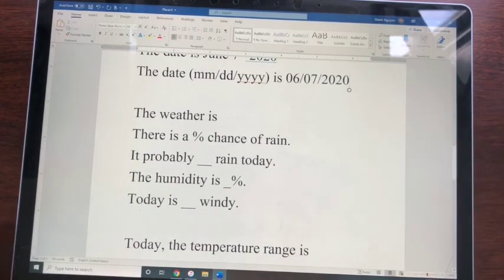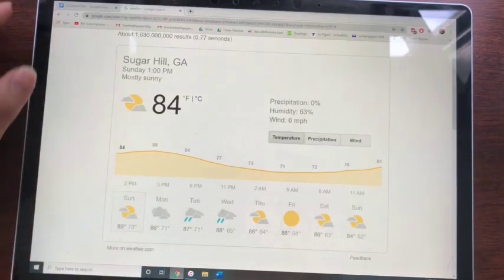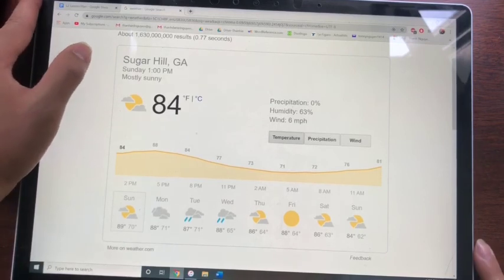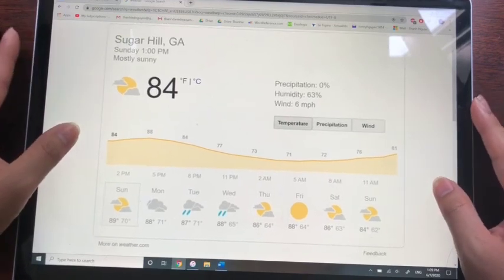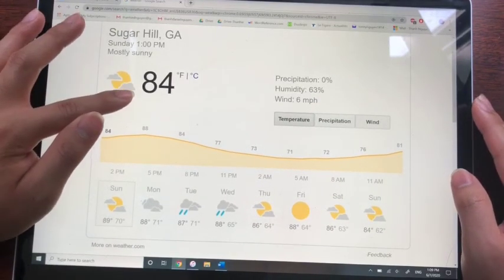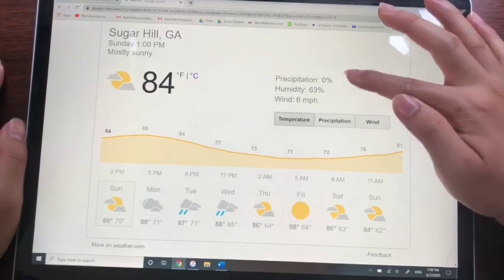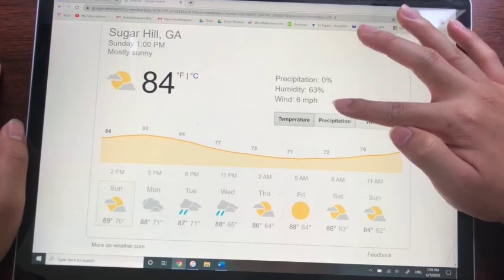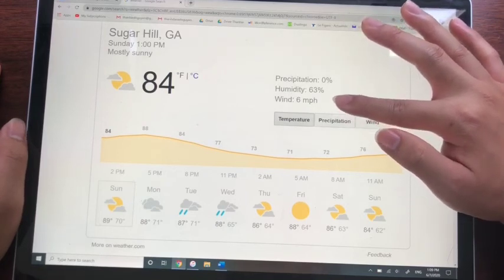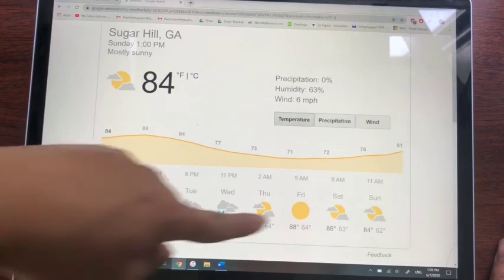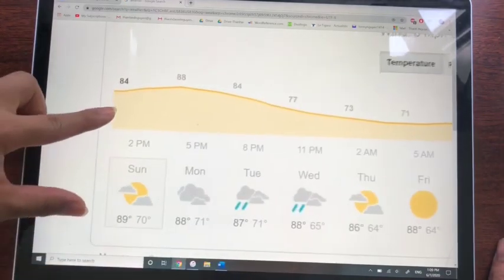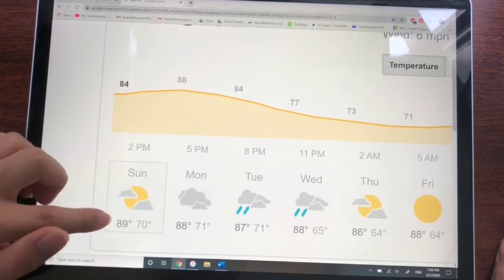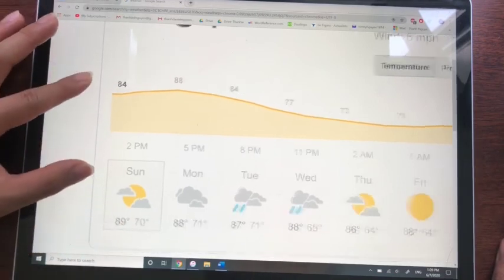Let's look at the weather. So, today is Sunday at 1 p.m. in the afternoon. The weather is sunny. The current temperature is 84 degrees Fahrenheit. The precipitation or chance of rain is 0. Humidity is 63. The wind is 6 miles per hour. If we look at the daily forecast, we can see that on Sunday, the low temperature is 70 and the high temperature is 89 degrees.